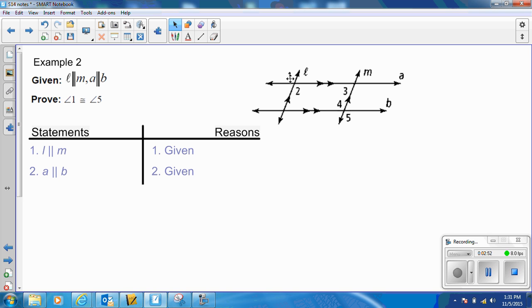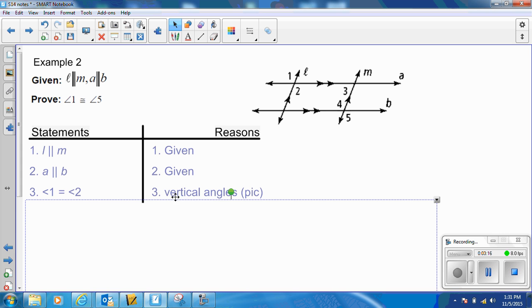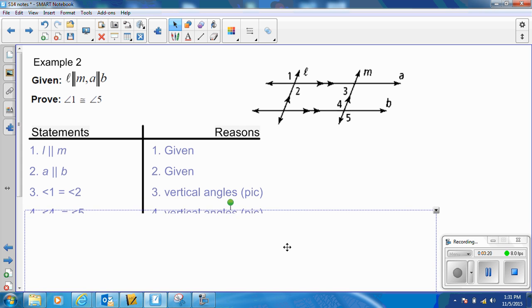The first thing I see about angle 1 is that it's vertical with angle 2. So if they're vertical to each other, that means they're congruent to each other and their measures are equal to each other. So my statement number 3 says angle 1 and angle 2 equal each other. The picture proves that to me. My next statement says that 4 and 5, I'm trying to get to 5. So 4 and 5, those are also vertical angles, so they're equal to each other.